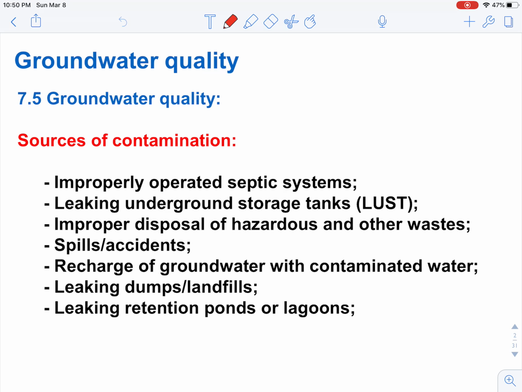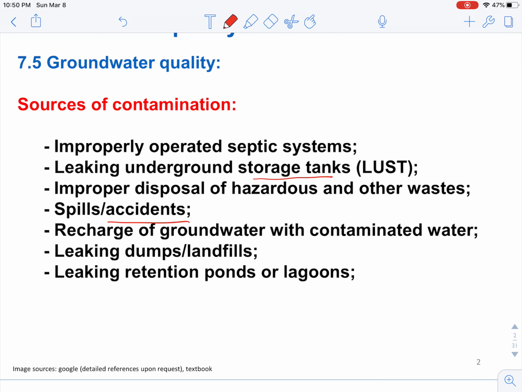So in terms of the groundwater quality, we need to consider different sources of contamination. If we look at these sources, they might include improperly operated septic systems, leaking underground storage tanks, and there can be spills, accidents, or other leaking from different types of pollutant sources.